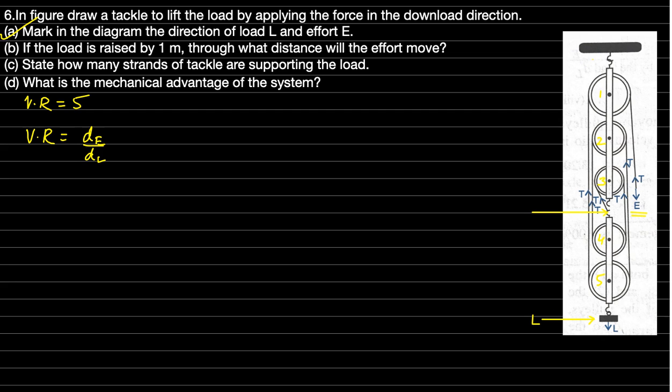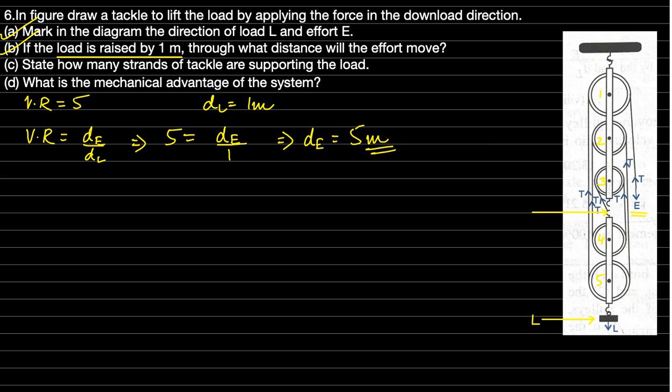divided by distance moved by the load. Now as we can see in the question, load is raised by 1 meter, so that is dl, distance moved by the load, is given as 1 meter. So we just substitute the values in this equation. So VR happens to be 5 is equal to dE, that we are supposed to find out, divided by dl is 1. So we get the value of distance moved by the effort as 5 meters. So we are done with the B part of it.